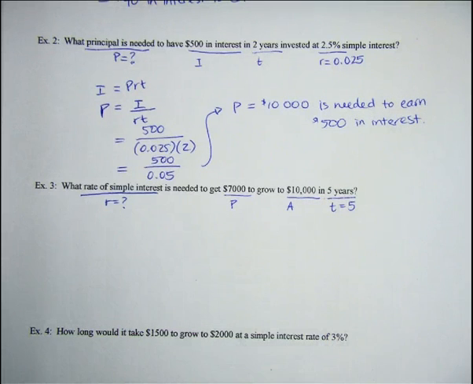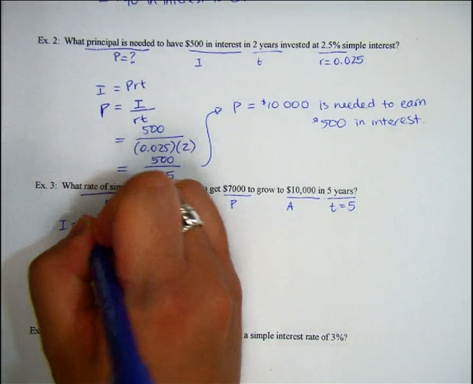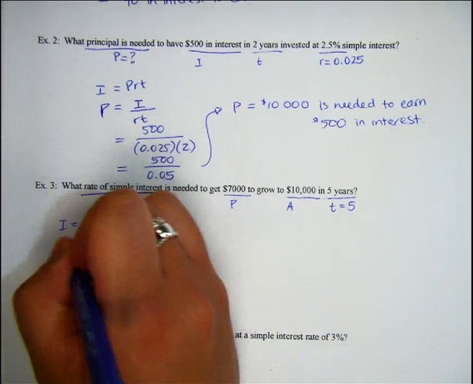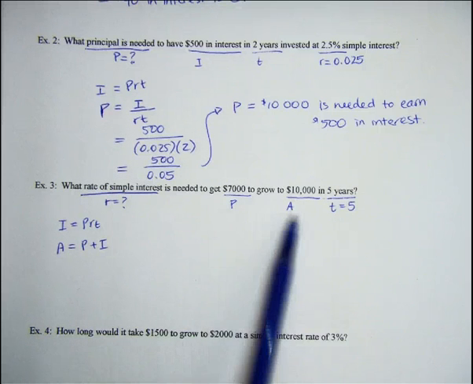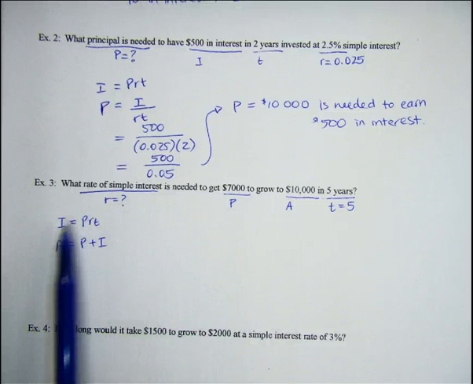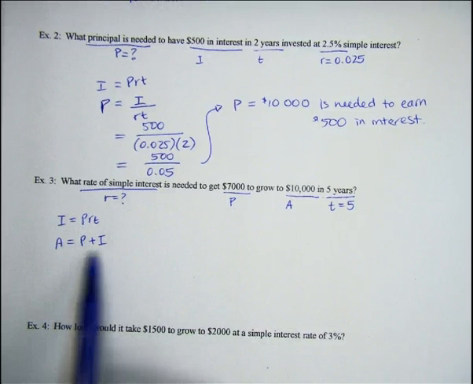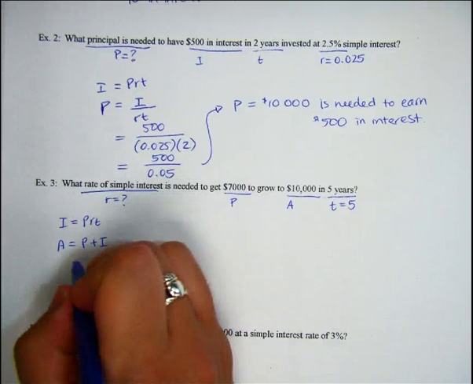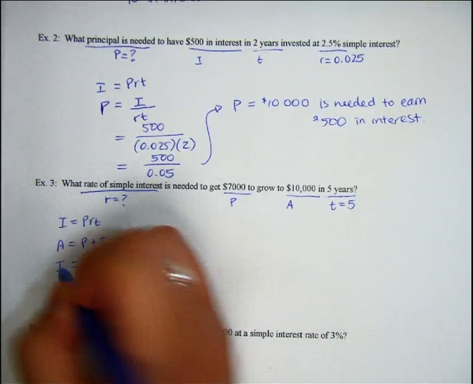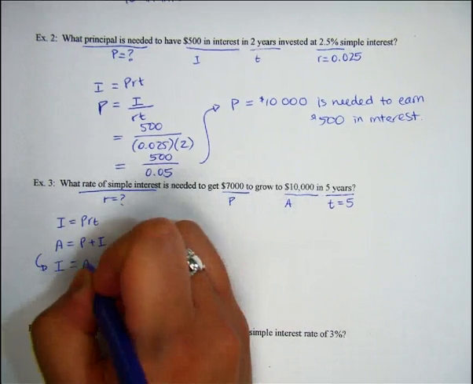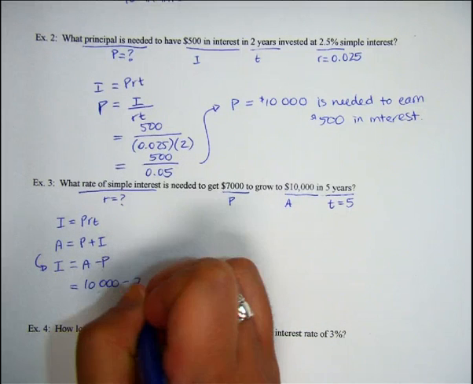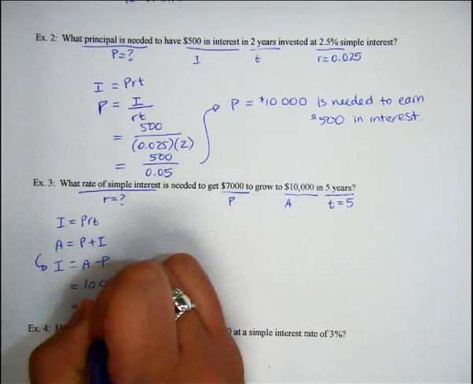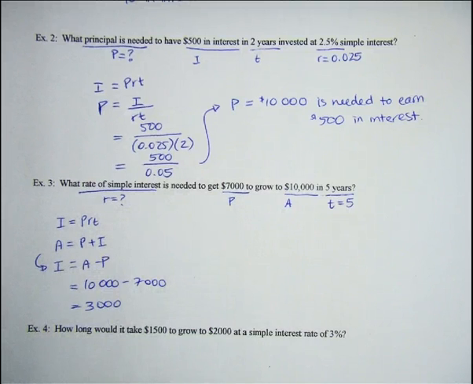So this time, you're going to need both of the formulas given on page 1. You're going to need both I equals PRT and A equals P plus I. So you want to now look for I first. So you're going to use the second formula here. Now I'm going to rearrange this to say I is equal to A minus P. So that means 10,000 minus 7,000. So you want to earn $3,000 in interest.